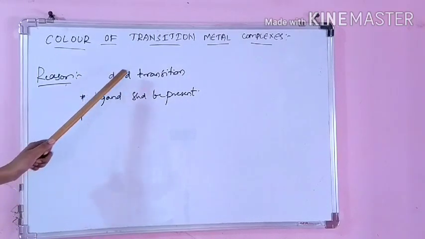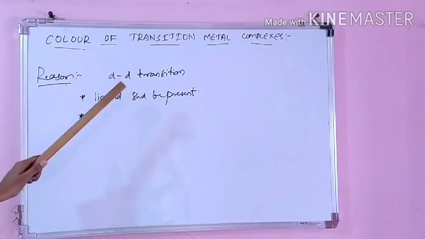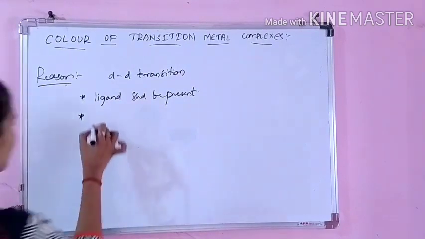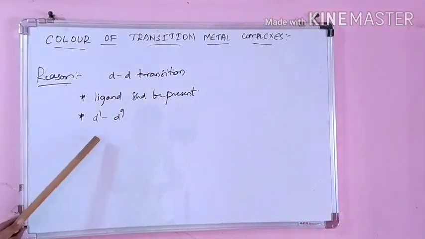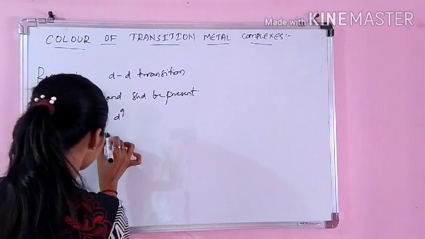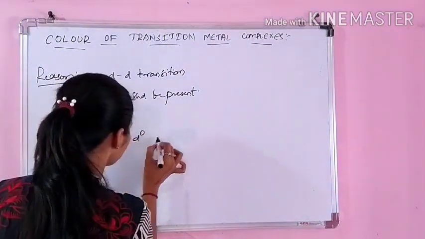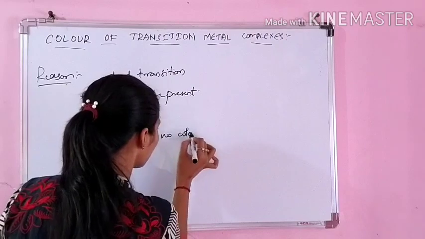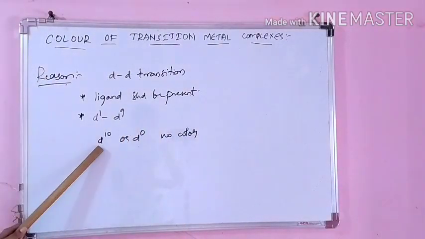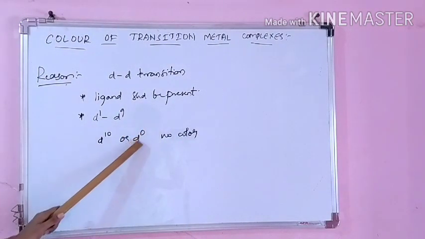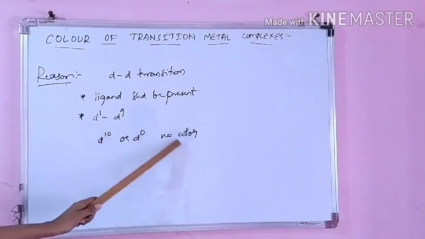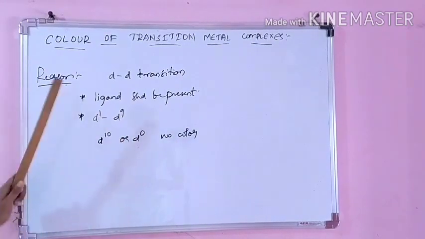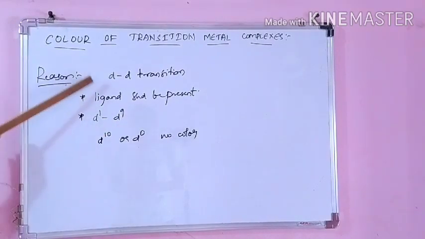To get a color, the ligand should be present and also electrons should be there. In d, a completely filled configuration should not be there. You should have the configuration from d1 to d9. Clear? Suppose it is d10 or d0, then no color. You have to remember this. If it is completely filled or completely vacant, there will be no color for the complex. I will tell you this with an example, but before that, we will study why there is a color.